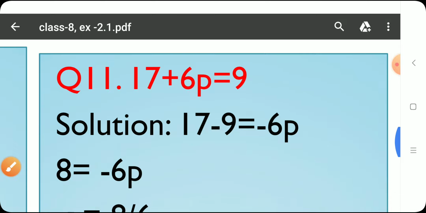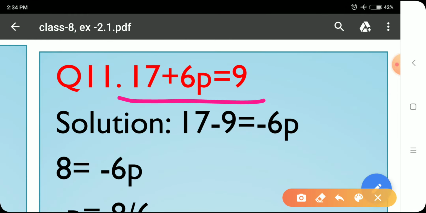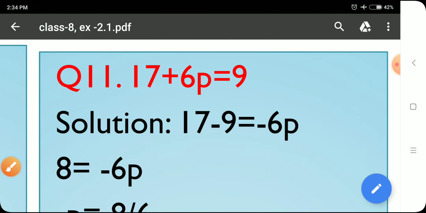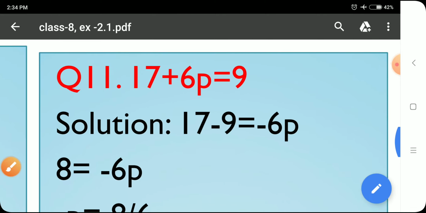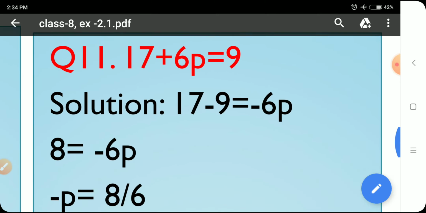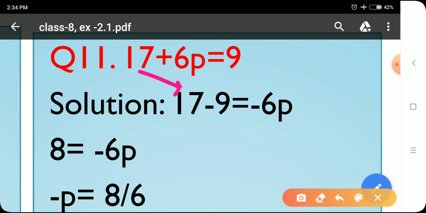Next question is question number 11. 17 plus 6p is equal to 9. You see that this 17 is as it is. This plus 9 will become minus 9 here. And this plus 6p, when you take it to the right hand side, will become minus 6p. 9 is taken on the left hand side and this is taken on the right hand side. You will have to keep variables on one side and constants on the other side.